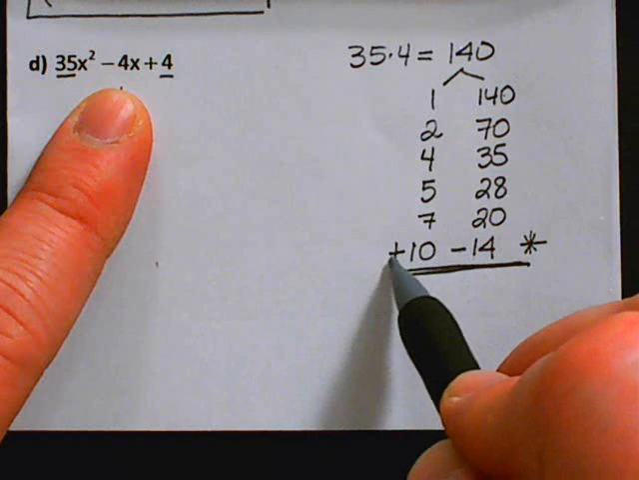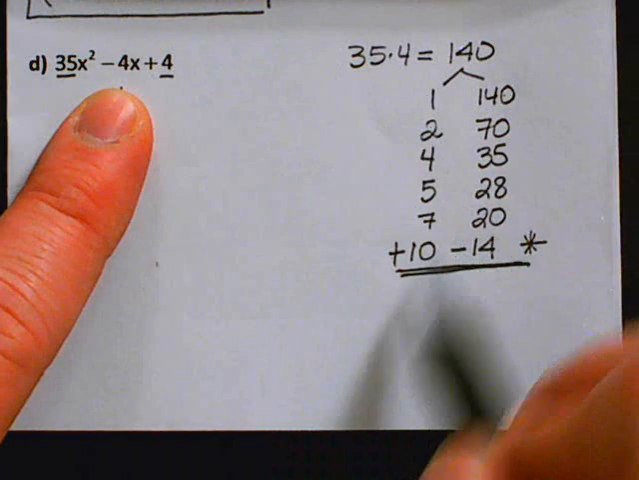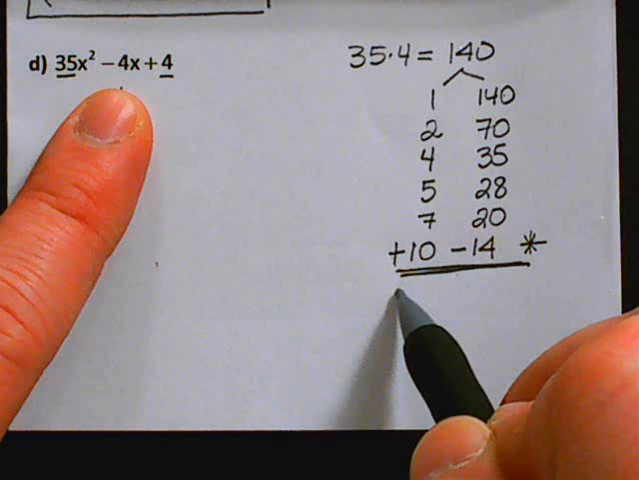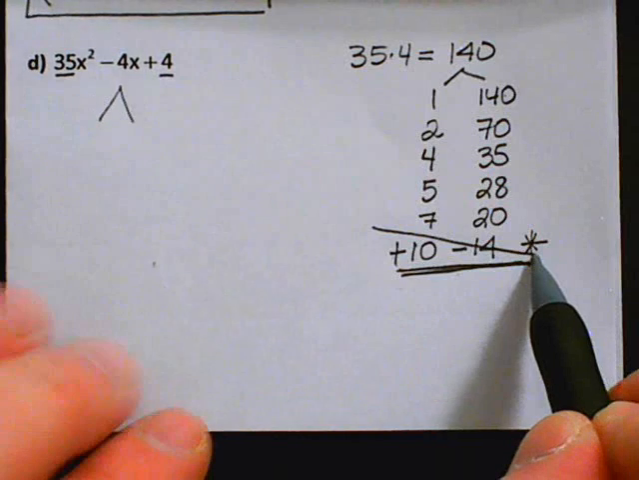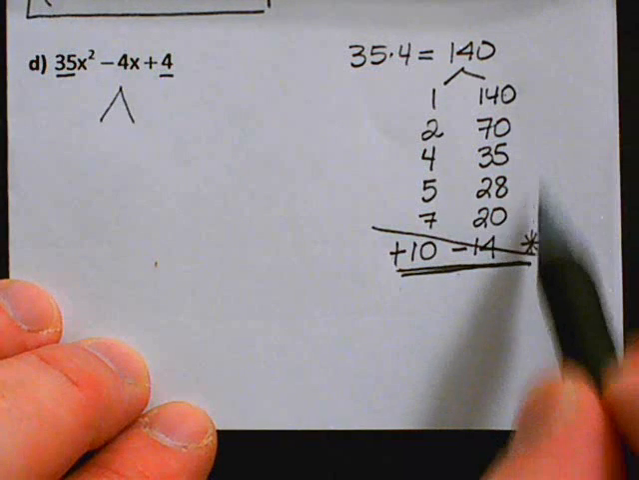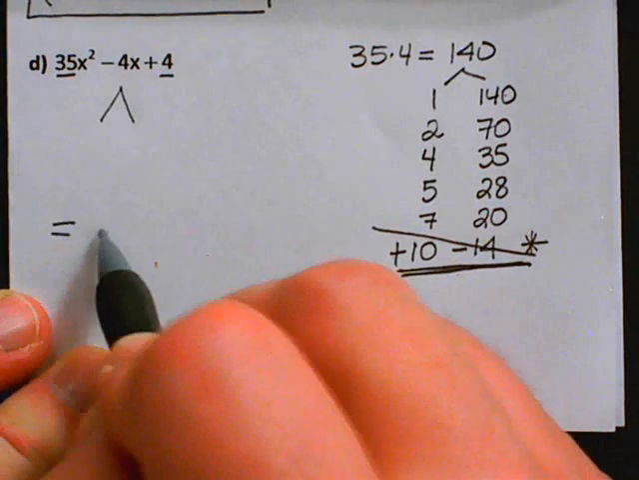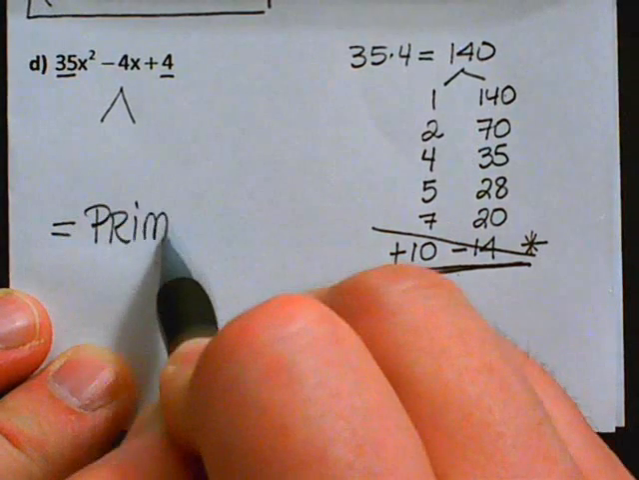Final check. A negative times a positive. Does it give me a positive? No. A negative times a positive is a negative. So that fails. So is there any other pair that will give me a 4? The answer is no. So that means the answer here would be prime.